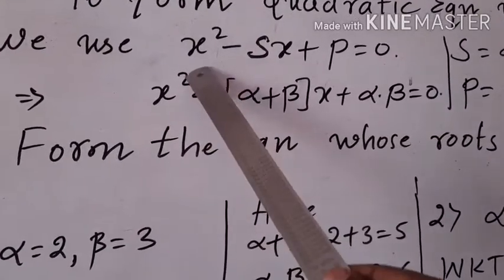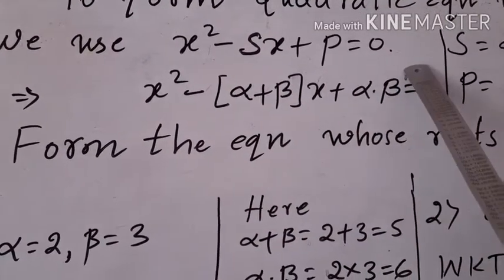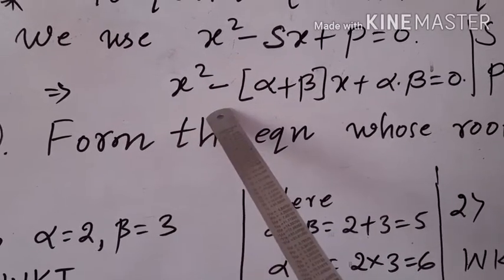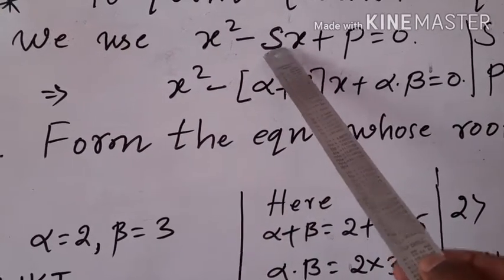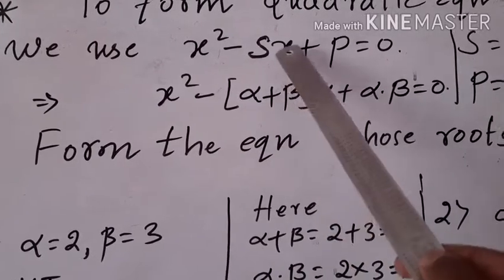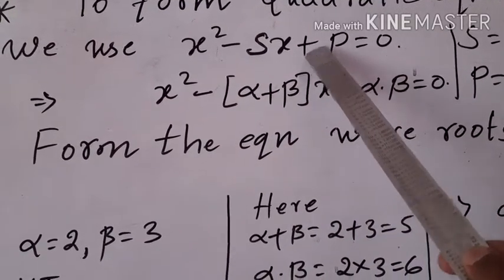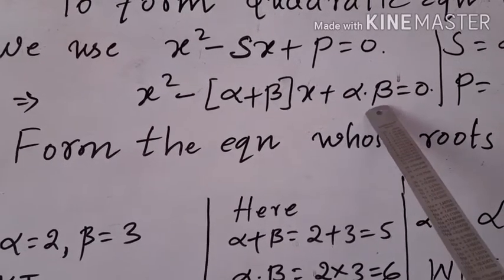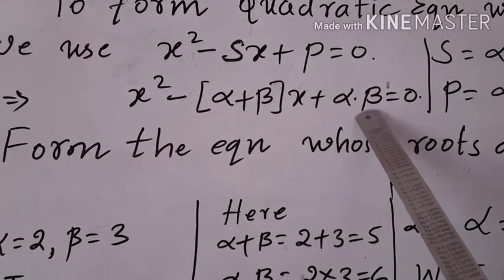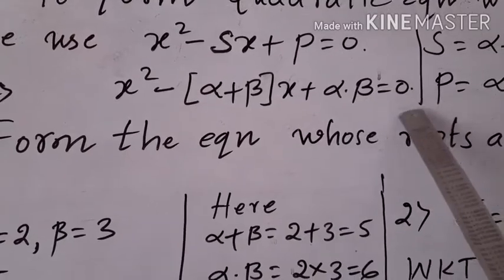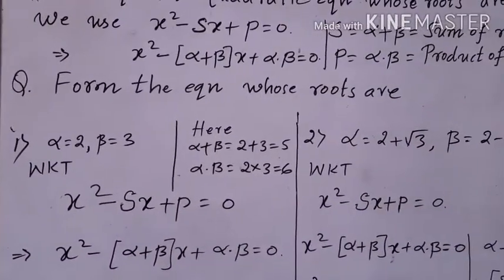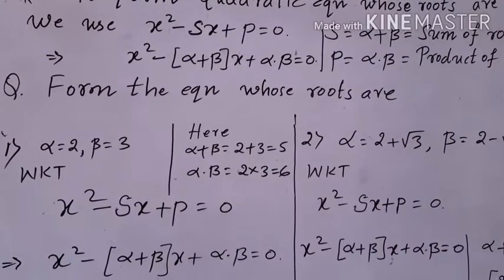See, x square minus sx plus p is equal to 0 can also be written as x square minus, in place of s I will write alpha plus beta, into x plus, in place of p I write alpha into beta, that is product of the roots. Let us take some examples and illustrate it.